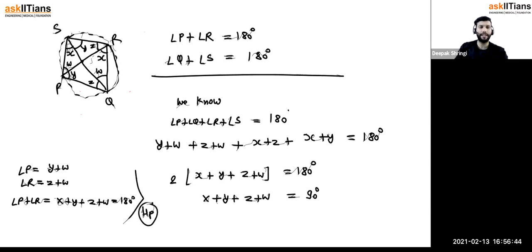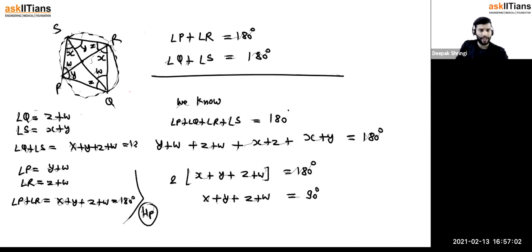Okay, in the same manner, if you add Q plus S, what is Q? Q is Z plus W. What is S? S is X plus Y. So if you add Q and S, what are you going to get? You are going to get X plus Y plus Z plus W. And X plus Y plus Z plus W is what? 180. We have already proved that. So again, hence proved, right?